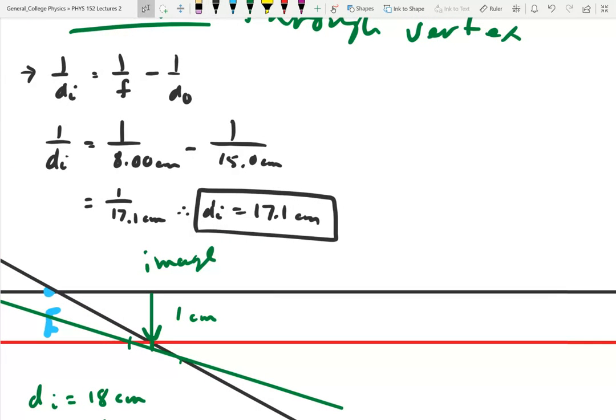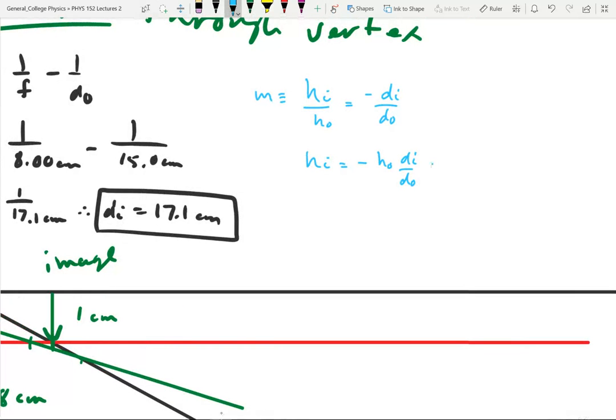Now, the second thing is finding the height of the image. How do I find that? Well, magnification is defined as height of the image over height object, but through our geometry, we learned that was equal to minus distance image over distance object. So now that I know distance image, I just say height image is equal to minus height object times distance image over distance object. Put in my numbers.